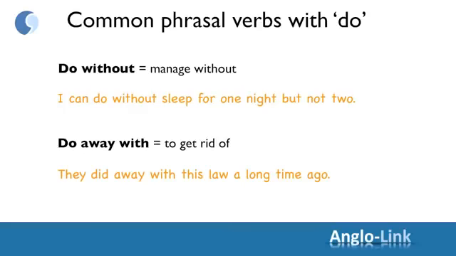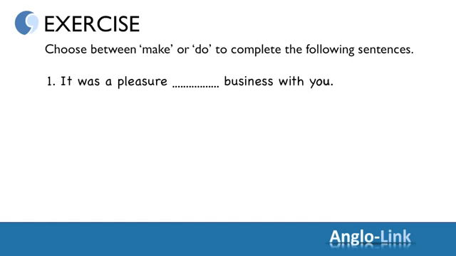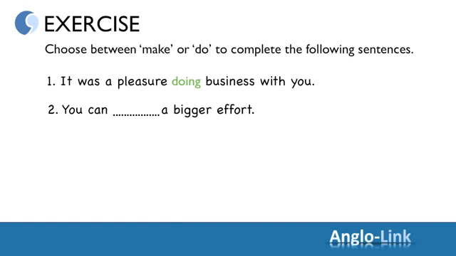Okay then, to finish off, let's do a quick exercise. Choose between make or do to complete the following sentences. Number 1. It was a pleasure business with you. It was a pleasure doing business with you. Number 2. You can a bigger effort. You can make a bigger effort.